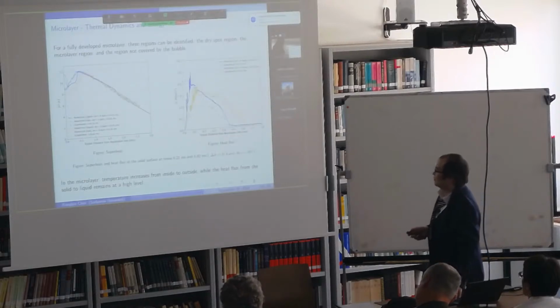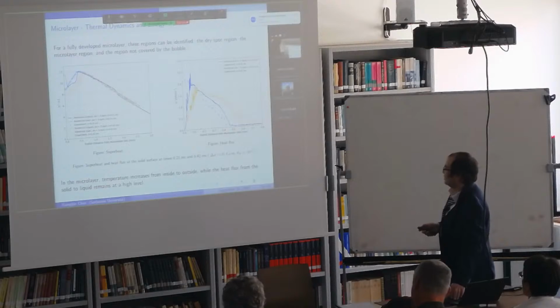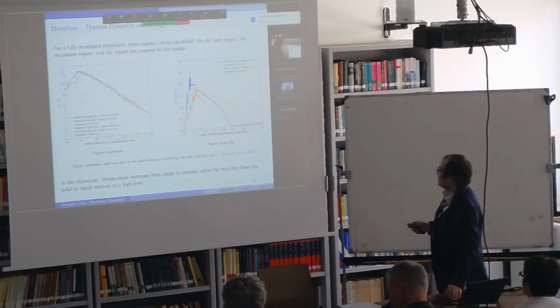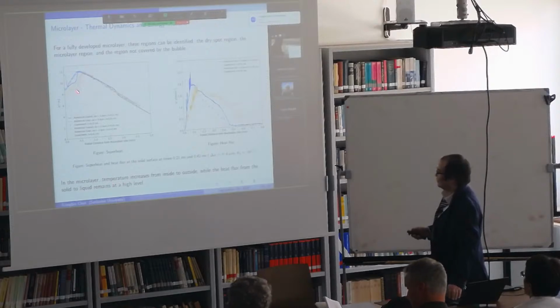And then we come to the thermodynamics and energy. Here, the left is the temperature distribution at different times, and the right is the heat flux at different times. And the conclusion is that in the micro region, temperature increases from the inside to outside, while the heat flux from the solid to liquid remains relatively high.